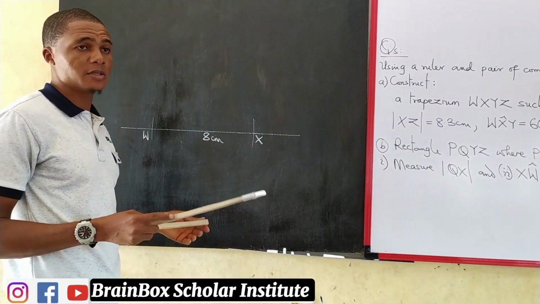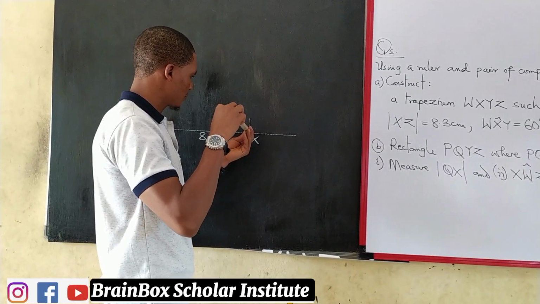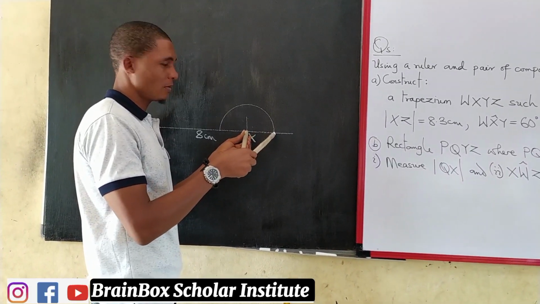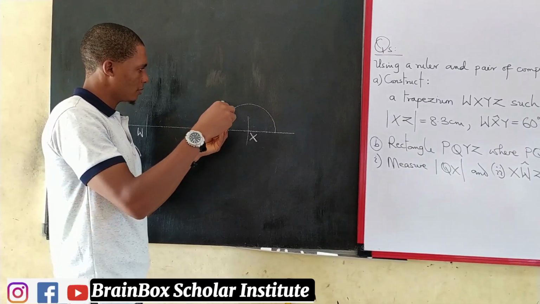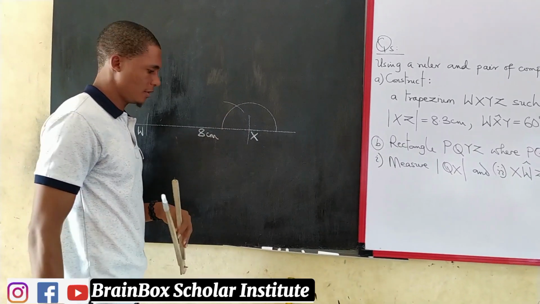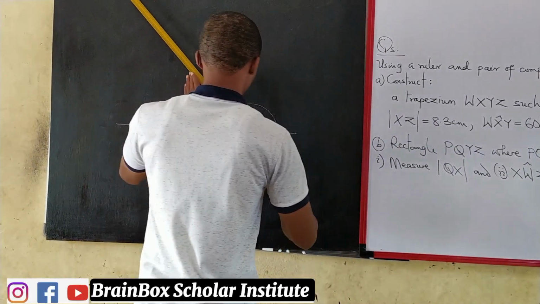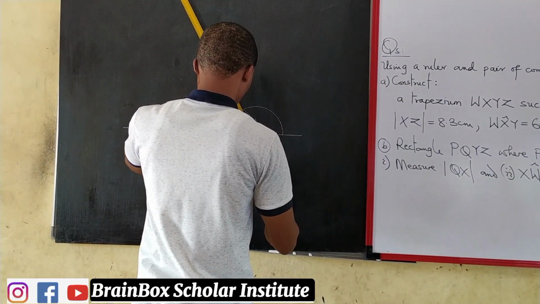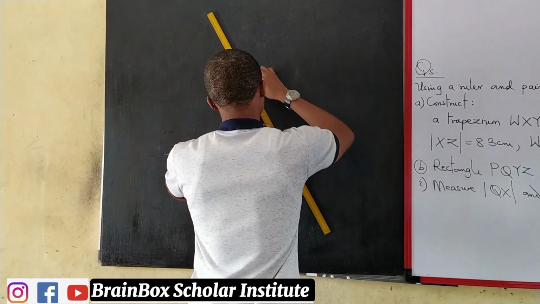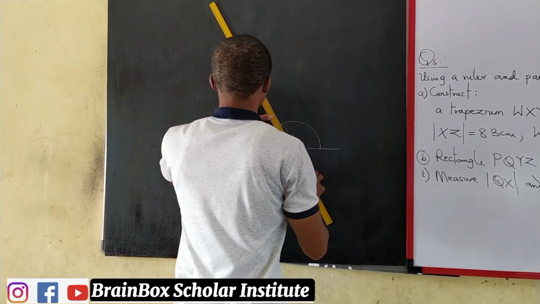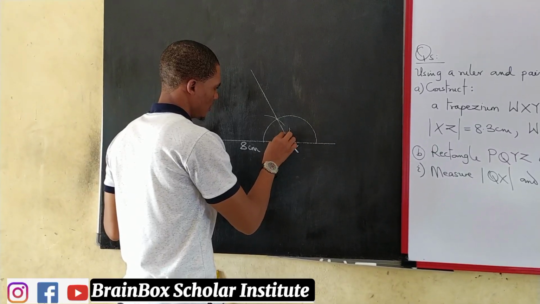I need to get to 60 degrees. So I'll draw a semicircle first. Then, don't change the radius. I'll place it here and make another arc. That gives me 60 degrees. So you draw a line. Okay, so I've gotten my 60 degrees. So here is my 60 degrees.